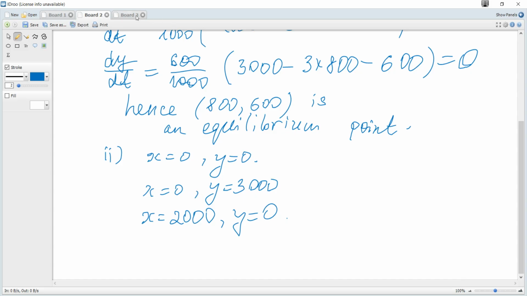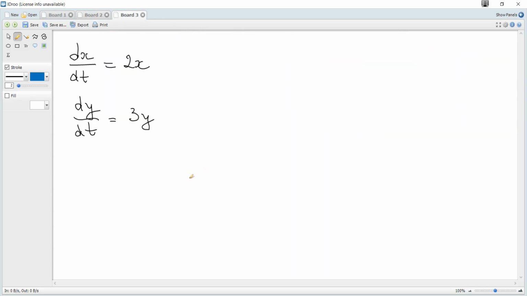The next. When the two populations are small, the model can be reduced to the linear system. Question C. By using separation of variables, show that the general solution of this is x is A times e to the power of 2t. So it becomes dx over x is 2 times dt.